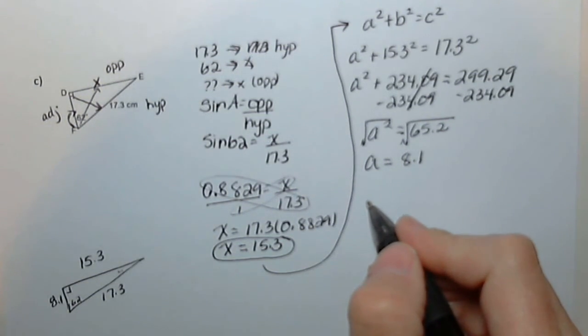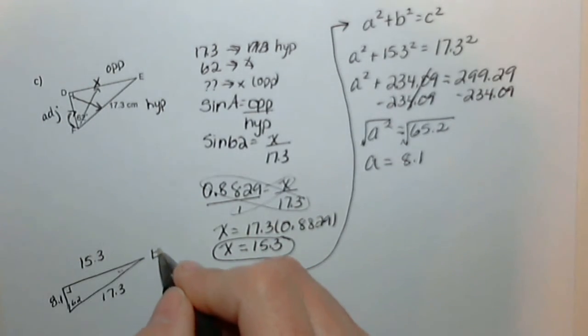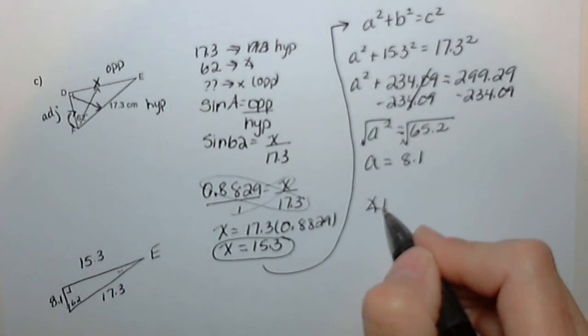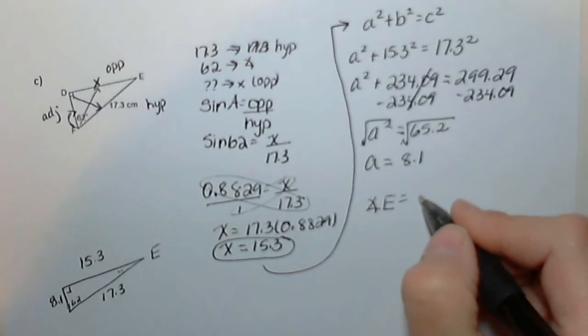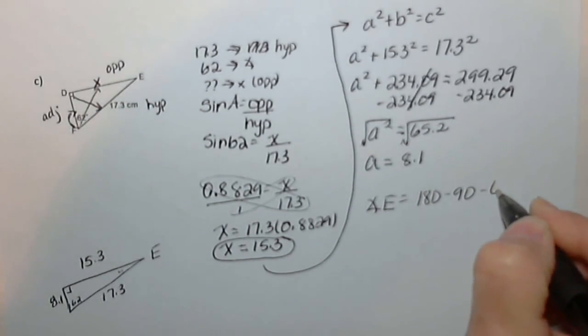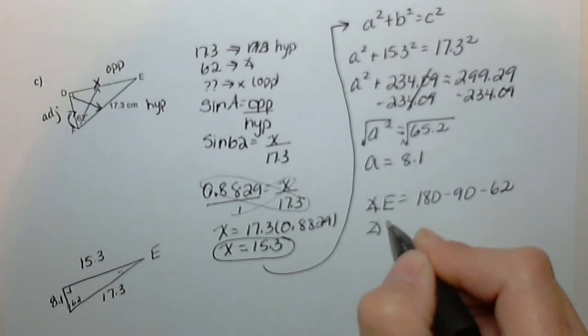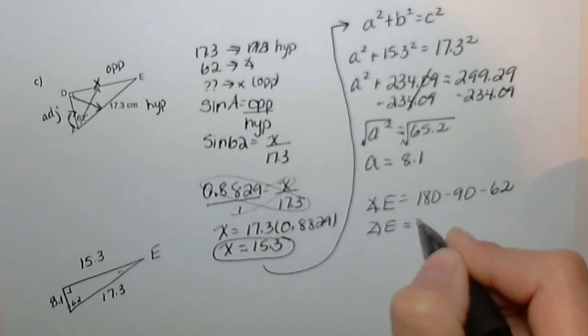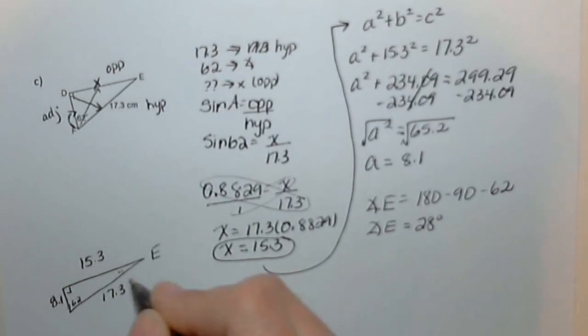The only thing I have left to find now is this third angle. And to find a third angle, we use our 180-degree rule. And this is angle E. Let's not forget, angle E is equal to 180 minus 90 minus 62. Angle E is equal to 28 degrees. And we put that in.